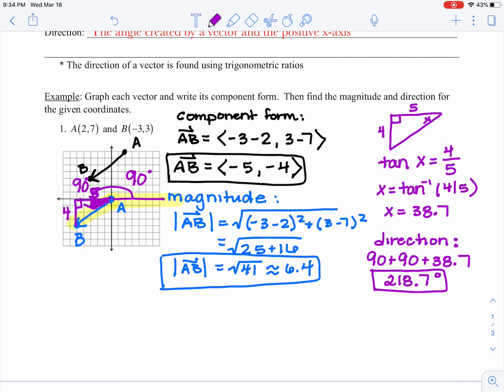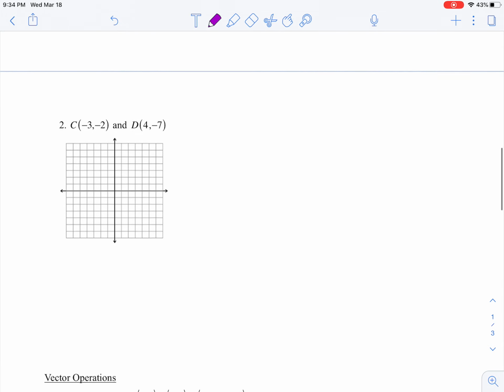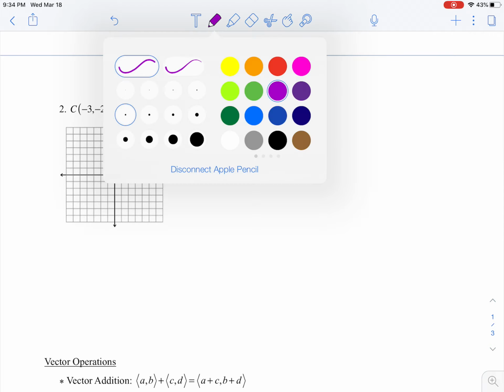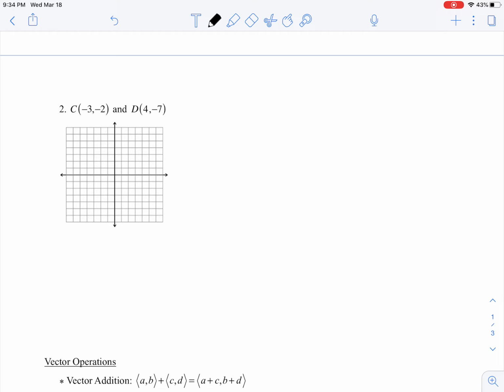Okay, if you flip your note sheet over, on the back side, we have a similar example. So let's start the same way. I'm going to graph my original vector with the given coordinates. So this time C is at -3, -2. D is at 4, -7. So our vector looks like this. Don't forget the arrow near the terminal point. Again, we're going to start by finding the component form.